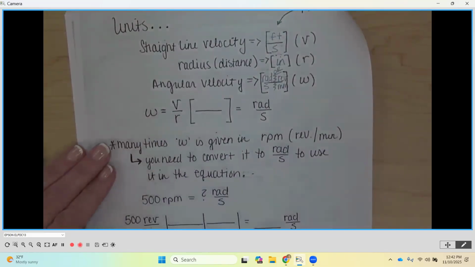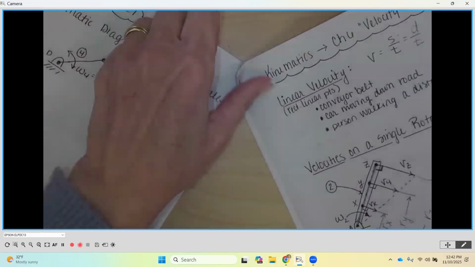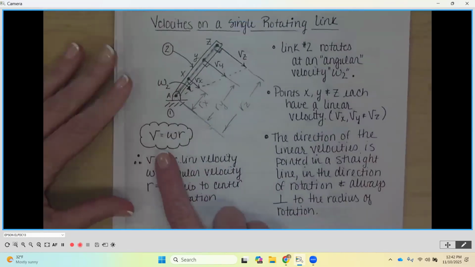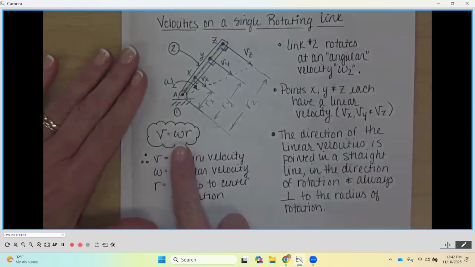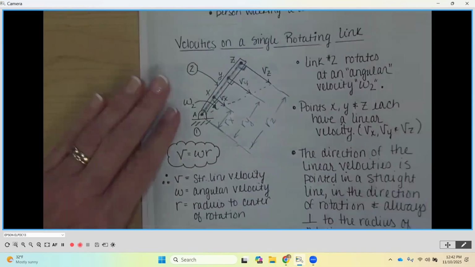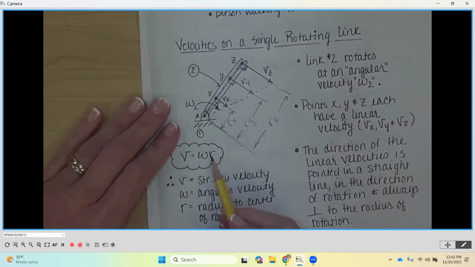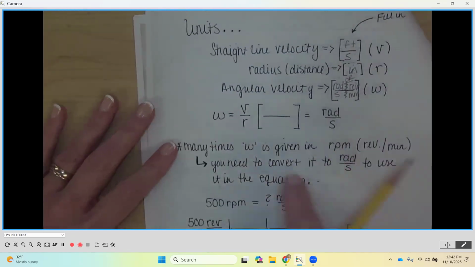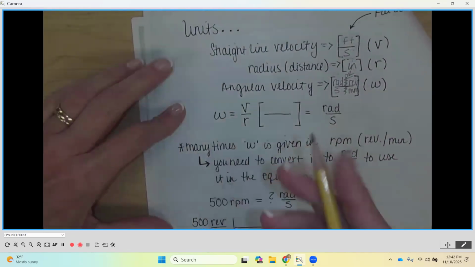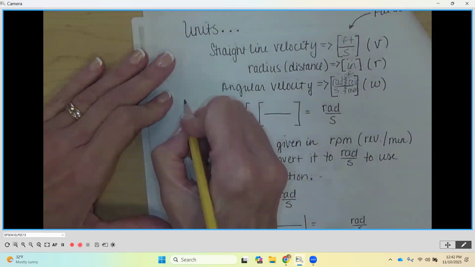Now, when we look at rearranging for our W here, as we know from the previous page, we can say that straight line velocity is going to be equal to angular velocity times r. If we rearrange this algebraically to solve for W, I'm going to take my r and divide it on both sides, and I'm going to get W, or angular velocity. This is angular velocity.